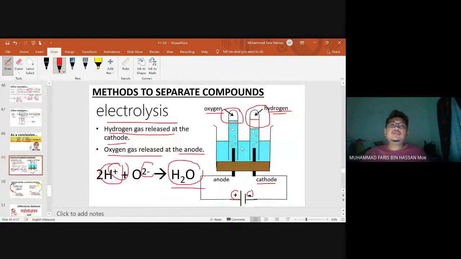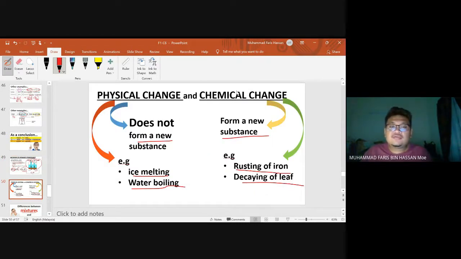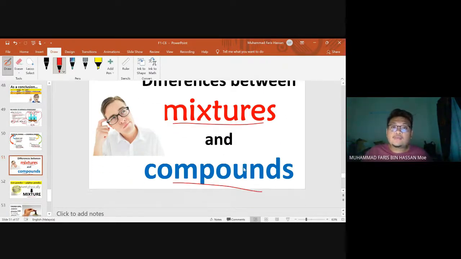Okay, and then we also learned about the method to separate compounds. To separate compounds, we can use the electrolysis method. This is how we set up the electrolysis method. You have to remember, in the electrolysis method, the anode connects to the positive terminal, whereas the cathode connects to the negative terminal.